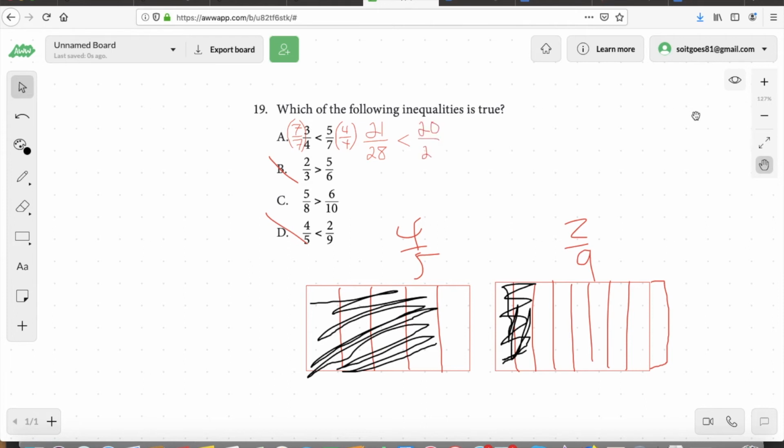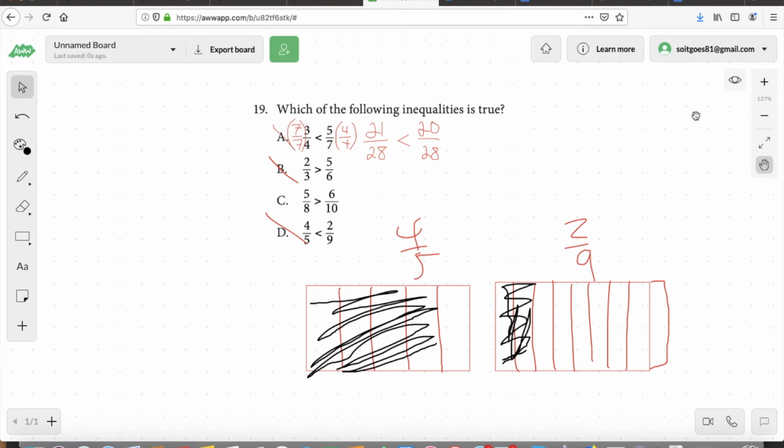Ooh, those are close, aren't they? No wonder it was so hard to estimate that. They're very, very close. By the way, which one's bigger? 3/4 there is big, right? 20 over 28 is obviously bigger. So that's not a true statement. Does that make sense? Yeah. So we can eliminate answer choice A.